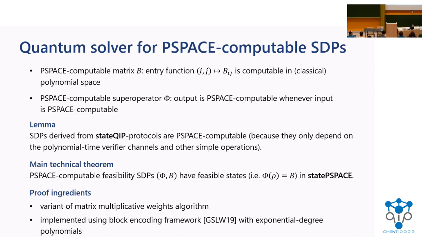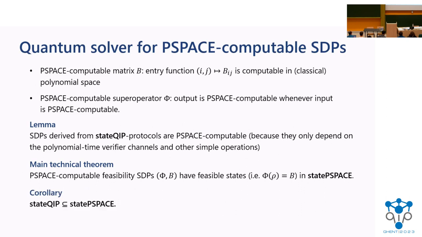Okay, so once we have this solver, which is entirely impractical, then you get the main result straightforwardly, namely that stateQIP is in statePSPACE. So just to recap the main steps here, what do you actually do? You start from a stateQIP protocol, you rewrite it into this PSPACE-computable SDP, then you use this block encoding based algorithm to actually prepare a feasible state of the SDP. And then you have this guarantee that any feasible state of the SDP must, in its last register, have the correct output state of the stateQIP protocol. You just trace out everything else, you keep that last state, and you've prepared the state that you wanted.